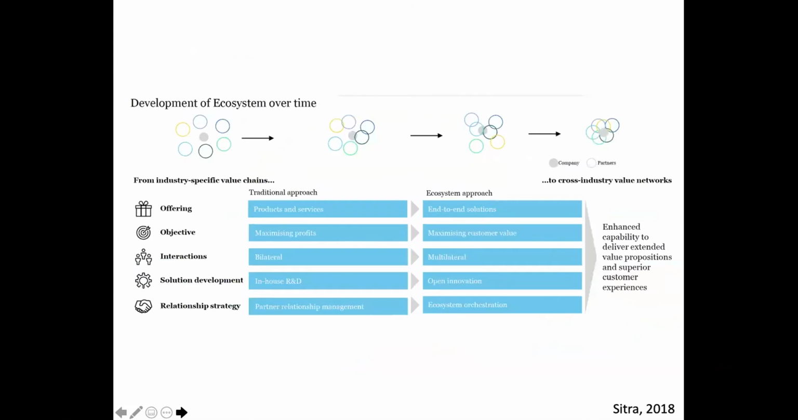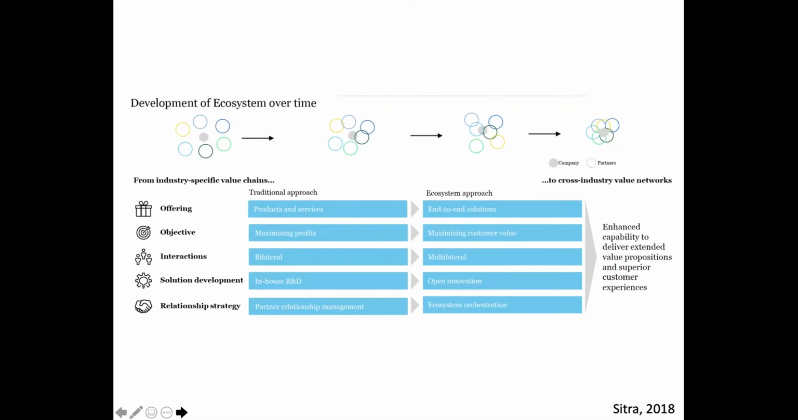Yes, and ecosystem thinking has a different kind of parameters or ways of doing things. From products and services up to the point of sale, you think end-of-life solutions as well. It's not maximizing profits only, it's maximizing customer value. The interactions with industry go from bilateral to multilateral.